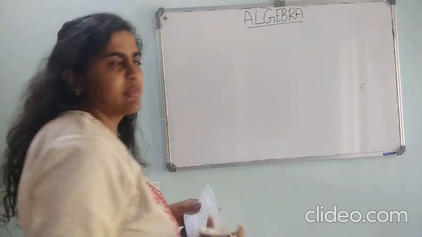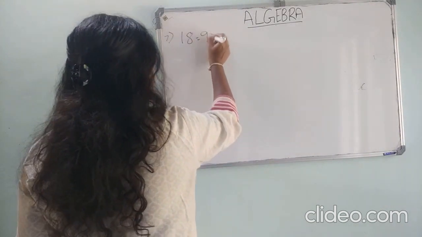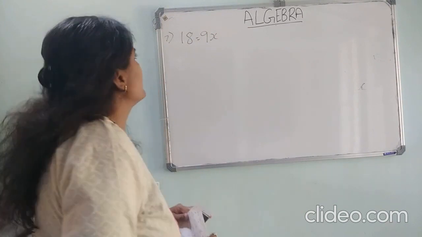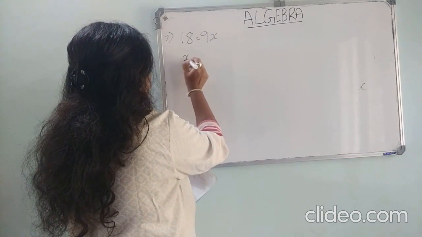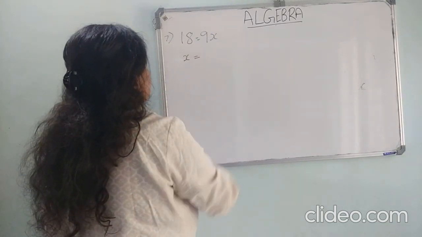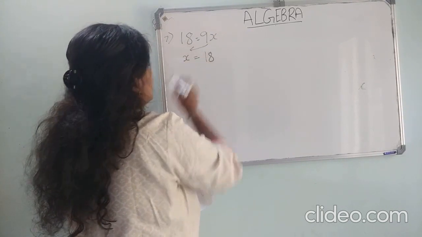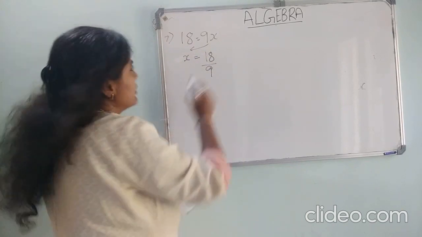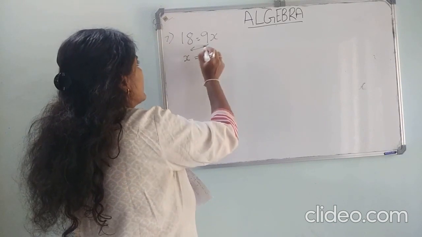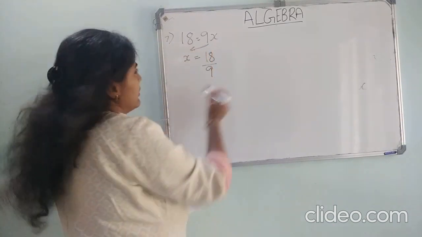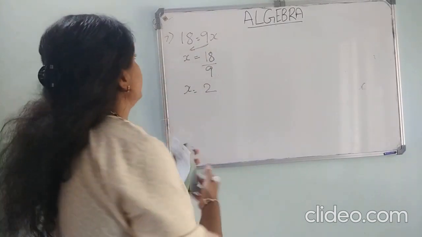So there is another type of sums we will try doing over here. Here 18 is equal to 9x. How will you do that? First I will do x is equal to, x I am writing it here, and this 18 will come here. Understood? x is equal to 18, and this 9 I am bringing below 18. That is 18 divided by 9. x is equal to 2.